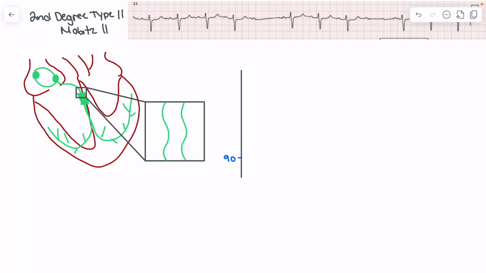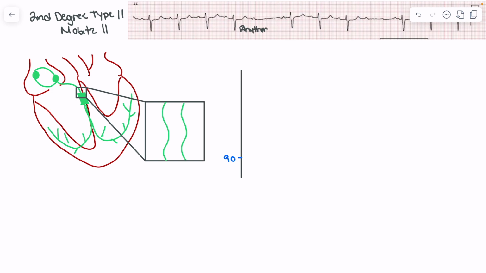In this video, we're going to talk about second degree type 2 or Mobitz II blocks. And I do have an example here for us to kind of start off. So in order to take a look at this, we'll go through our 5 steps of ECG interpretation. I'm not going to go through the rate, but we will talk about the rhythm.